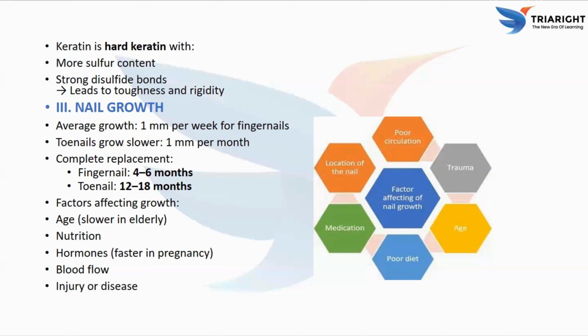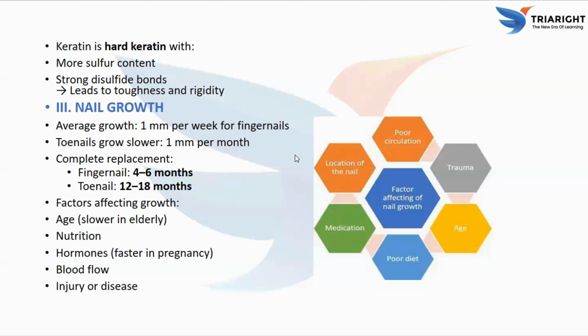So what is the time for complete replacement? For the full regrowth, fingernails take 4 to 6 months. Toenails take 12 to 18 months for the complete regrowth. Why do toenails grow slower? Because feet have less blood circulation. Blood must be circulated from the heart to the toes. As the feet have less blood circulation, lower temperature, and also less frequent use than hands, toenails grow slower.